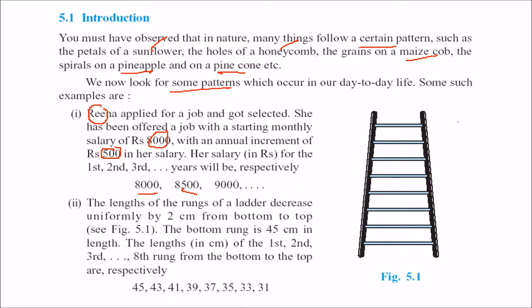Then this is a ladder. The ladder decreases uniformly from this point to this point by 2 centimeter from bottom to top. That is, the bottom rung, this one, is 45 centimeter. So what will be the second one? Just decrease 2 centimeter. So that will be 43. And likewise, the last rung, that is the 8th one, will be 31 centimeter.